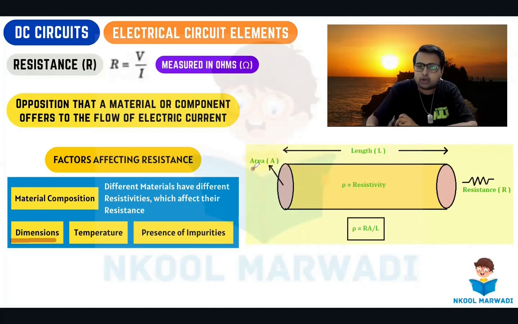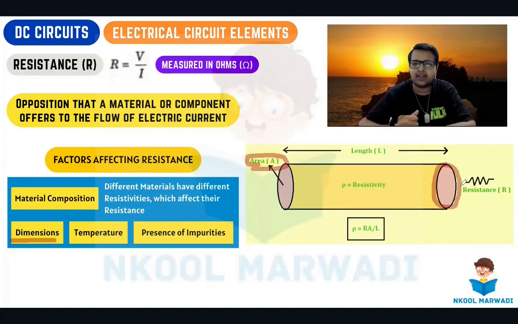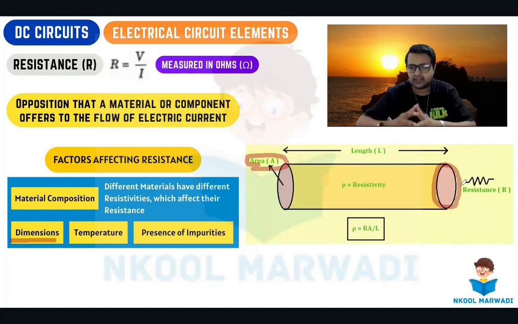And if I talk about cross-sectional area, if the cross-sectional area increases, then the resistance will decrease. How is it so? What is cross-sectional area? This circle, if I am drawing, can be a cross-sectional area inside which the electrons will flow. To get a feel of it, you can assume it to be the thickness of the wire. If the cross-sectional area increases, then resistance will decrease. How is it so? Just think about it.